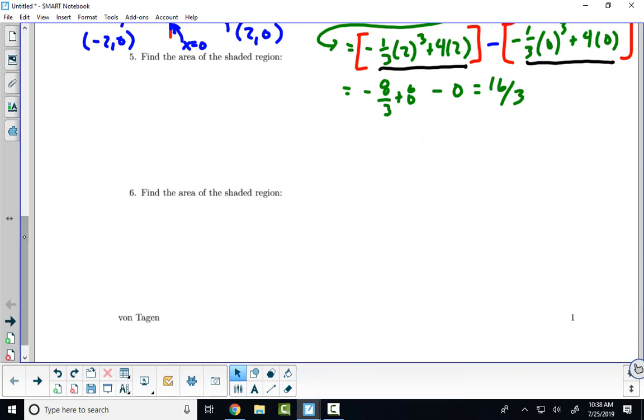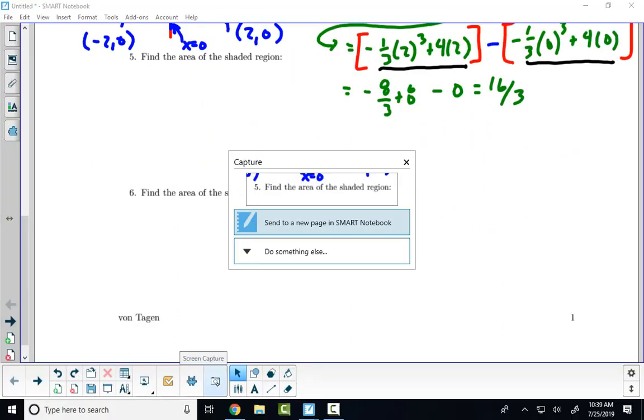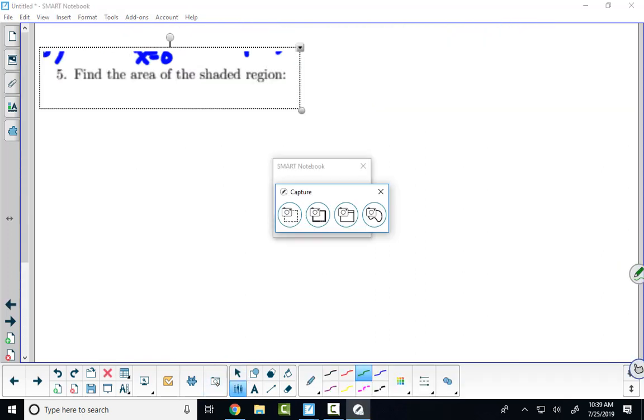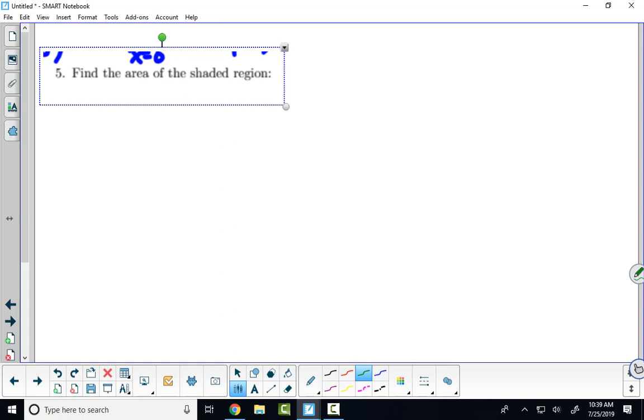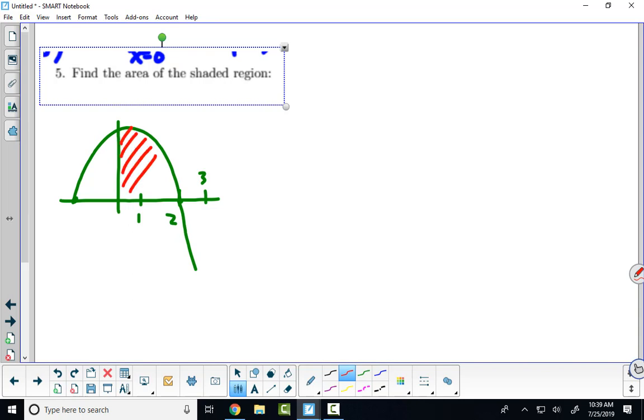I'm going to have to put this on another page. All right. So, let's find the area of this shaded region. We're going to work with the same curve, but this curve continues downwards. Okay? And here's 3, here's 2, here's 1. We're going to find this shaded region right here. So it's the same curve. This is still the function f of x is equal to minus x squared plus 4.